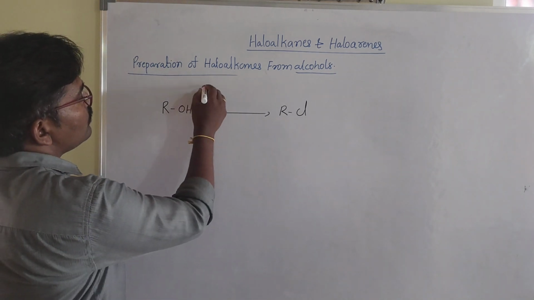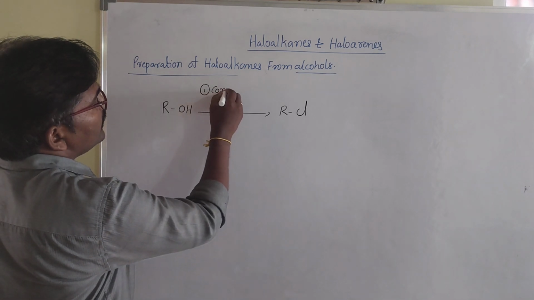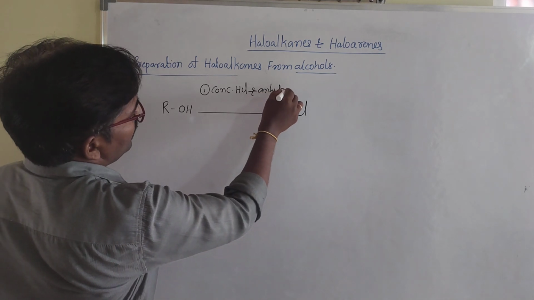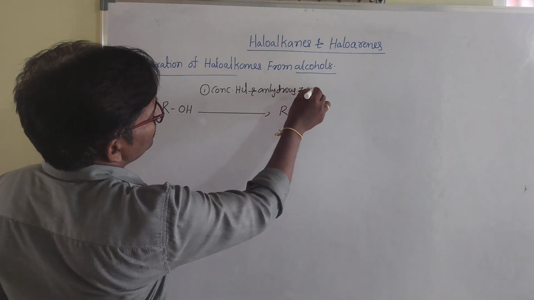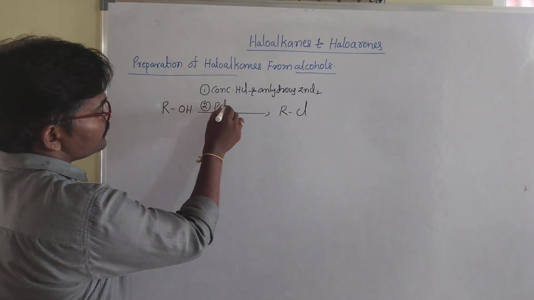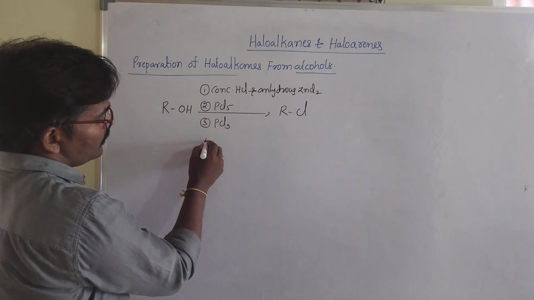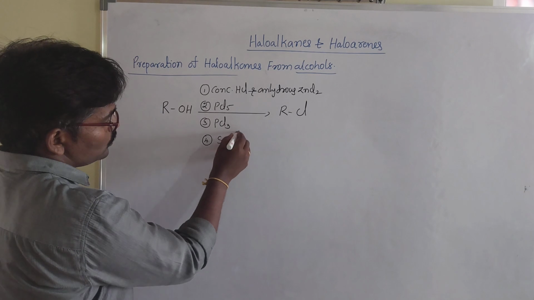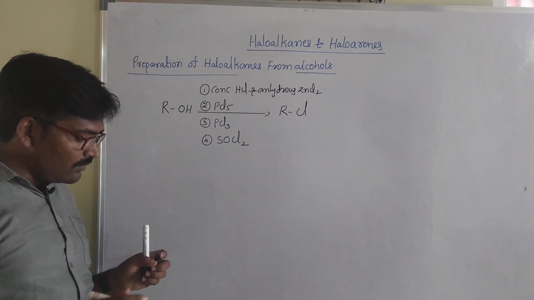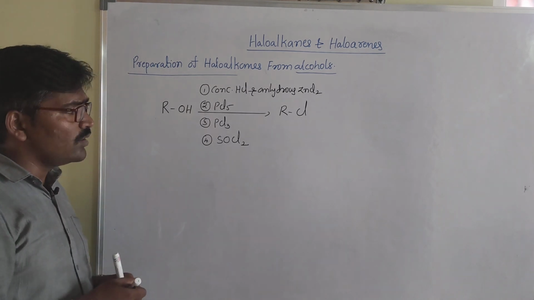First we are going to discuss the reagent names. That is concentrated HCl and anhydrous ZnCl2, that is the first reagent. Second reagent we are using is PCl5, phosphorus pentachloride. Then third one is PCl3, phosphorus trichloride. Fourth one is SOCl2, thionyl chloride. These four reagents we are using for the conversion of alcohols into haloalkanes. So we have to discuss them one by one.